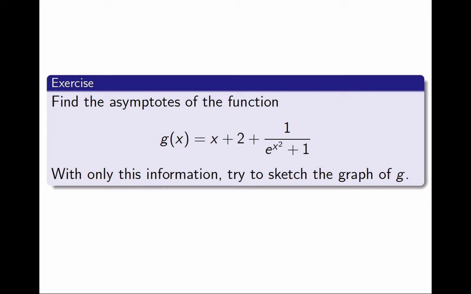Think about what the graph of this function looks like as x approaches infinity. After that, continue watching.